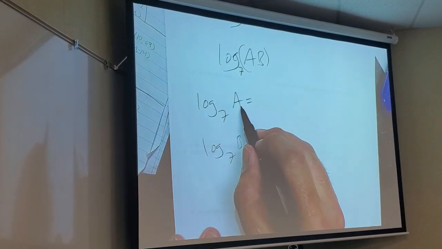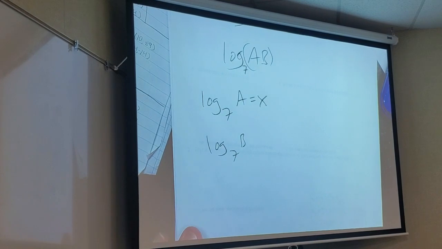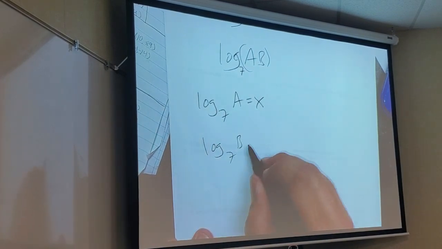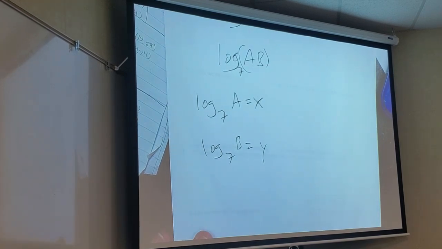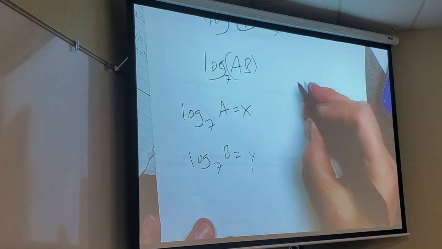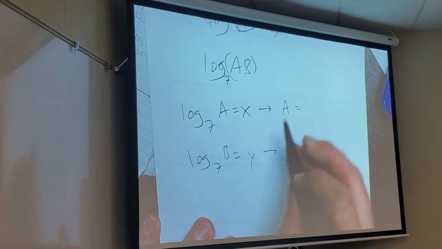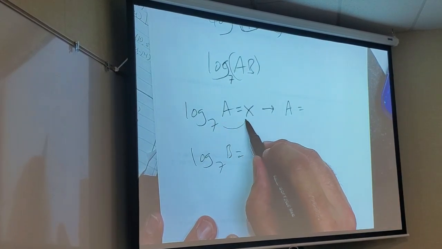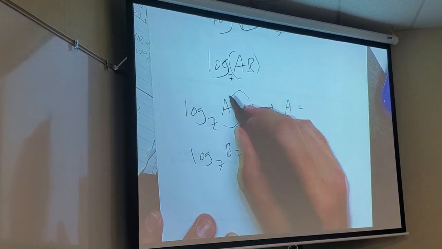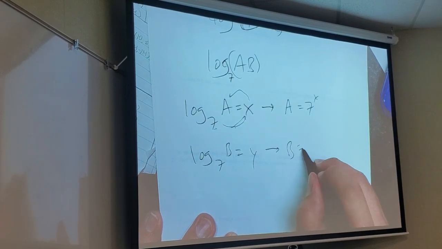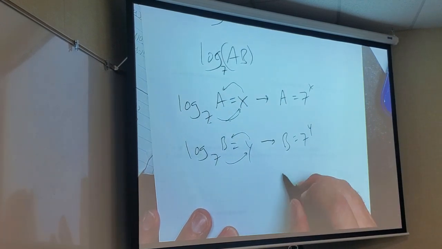I don't know what log base 7 of A is. Does anybody here know what that is? I don't have a clue. So let's call it X, because we're basically in algebra. What's log base 7 of B? We can't call it X also, so we'll call it Y. So therefore, what is A? 7 to the X. You guys see that? 7 to the X equals A. And what's B? 7 to the Y.